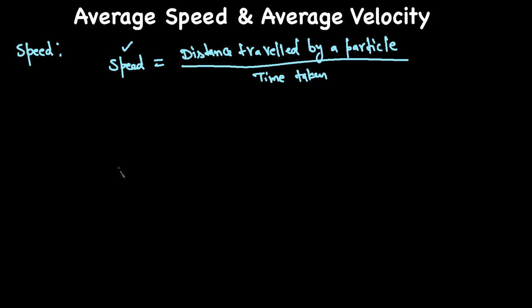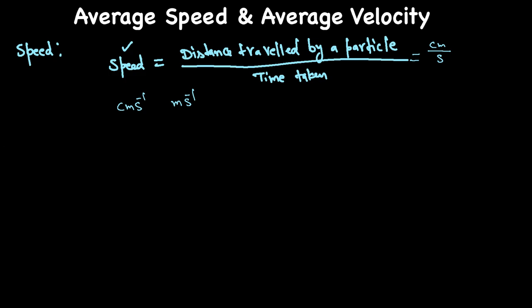So the distance traveled by a body per unit time is known as the speed of the body. Okay, and the units for speed: we know the CGS unit for distance is centimeter and time is second. So the unit for speed is centimeter per second in CGS and meter per second in SI unit.